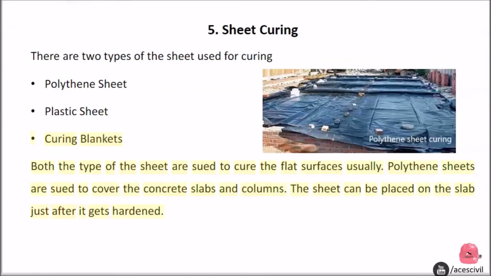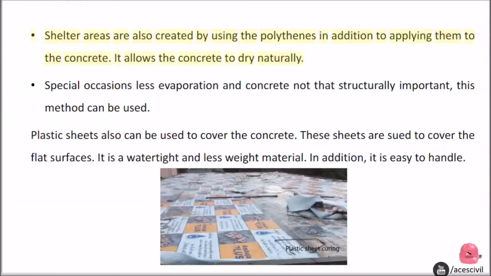Polythene sheets are suited to cover concrete slabs and columns. The sheet can be placed on the slab just after it gets hardened. Shelter areas are also created by using polythene in addition to applying it to the concrete. It allows the concrete to dry naturally. On special occasions with less evaporation, and for concrete that is not structurally important, this method can be used.